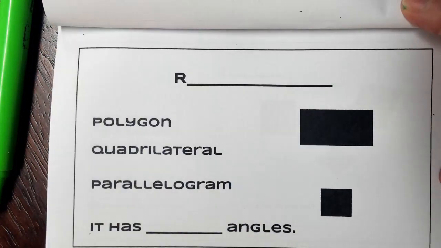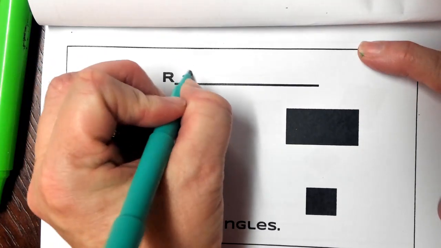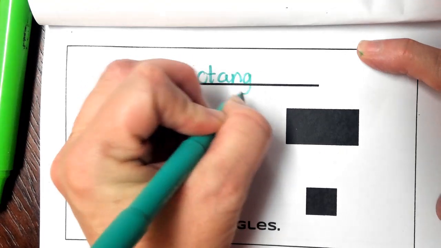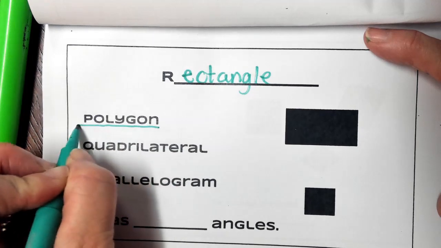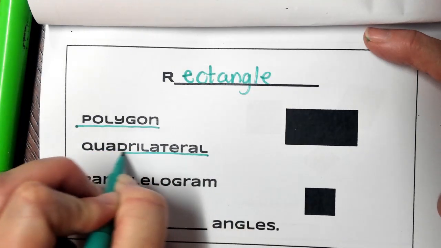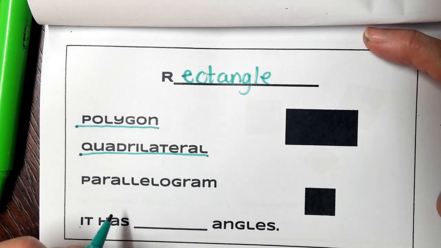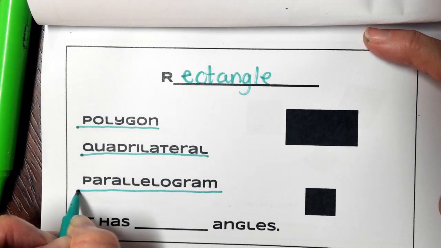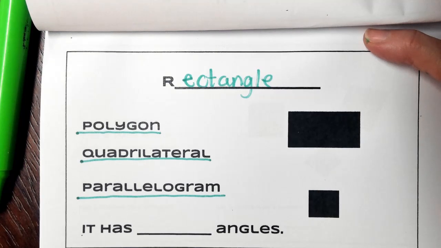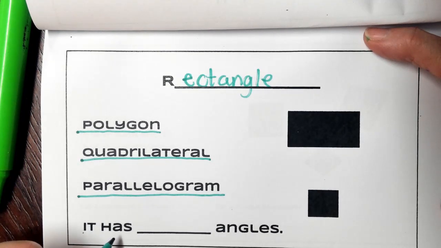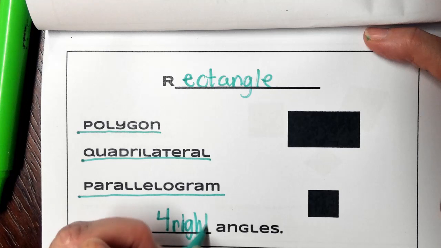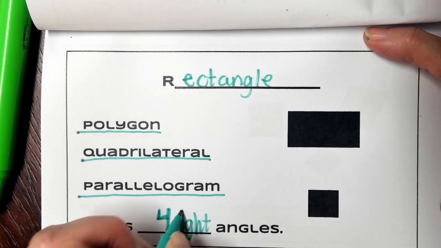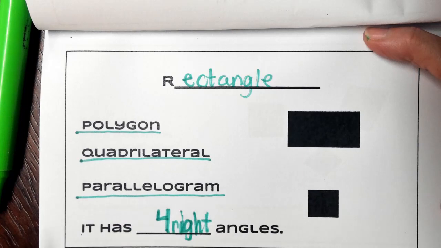So our next specialized quadrilateral is called the rectangle. And so when we think about a rectangle, we want to think about all the previous things. A rectangle is a polygon because it's closed. It is a quadrilateral because it has 4 sides and 4 vertices. It is considered a parallelogram because it has opposite sides that are equal and parallel. But what makes a rectangle a specialized name is because it has 4 right angles. So the 4 right angles give it that specialized name called rectangle.